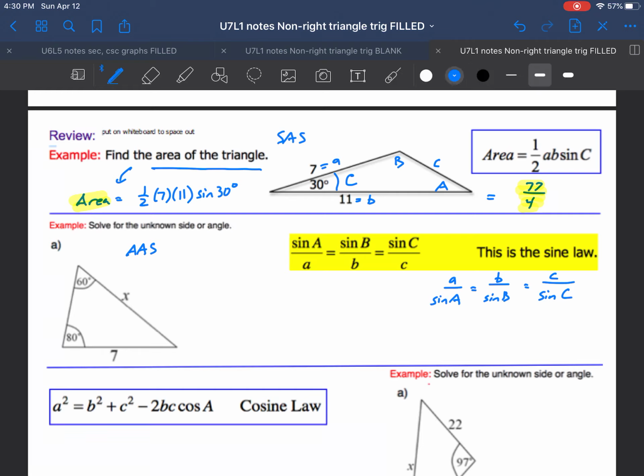So in this case, the way I want to set this question up is I would start with the side. I'd say x over sine 80 is going to equal 7 over sine 60, and then we could solve that. I'm going to let you guys do that because I don't have a calculator on me, but I'll just write out that x in this case would equal 7 times the sine of 80 degrees, and we would need a calculator for that.